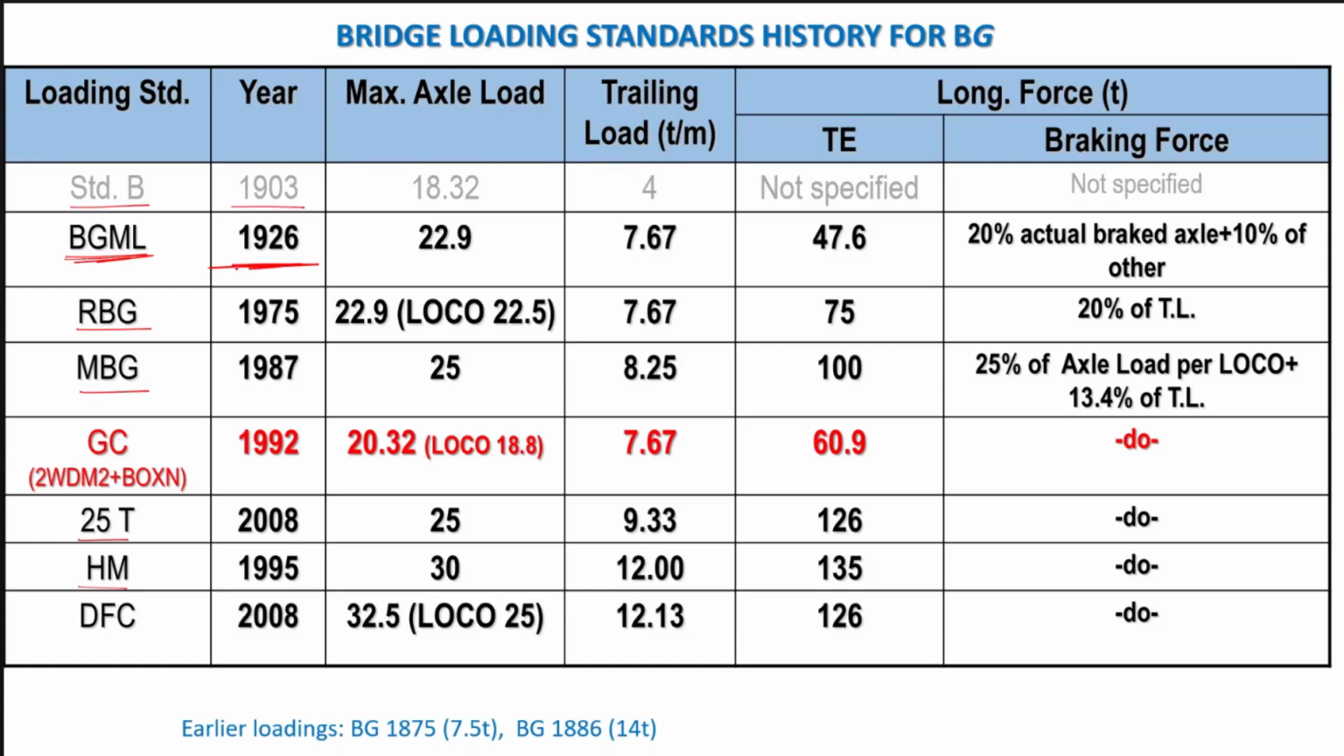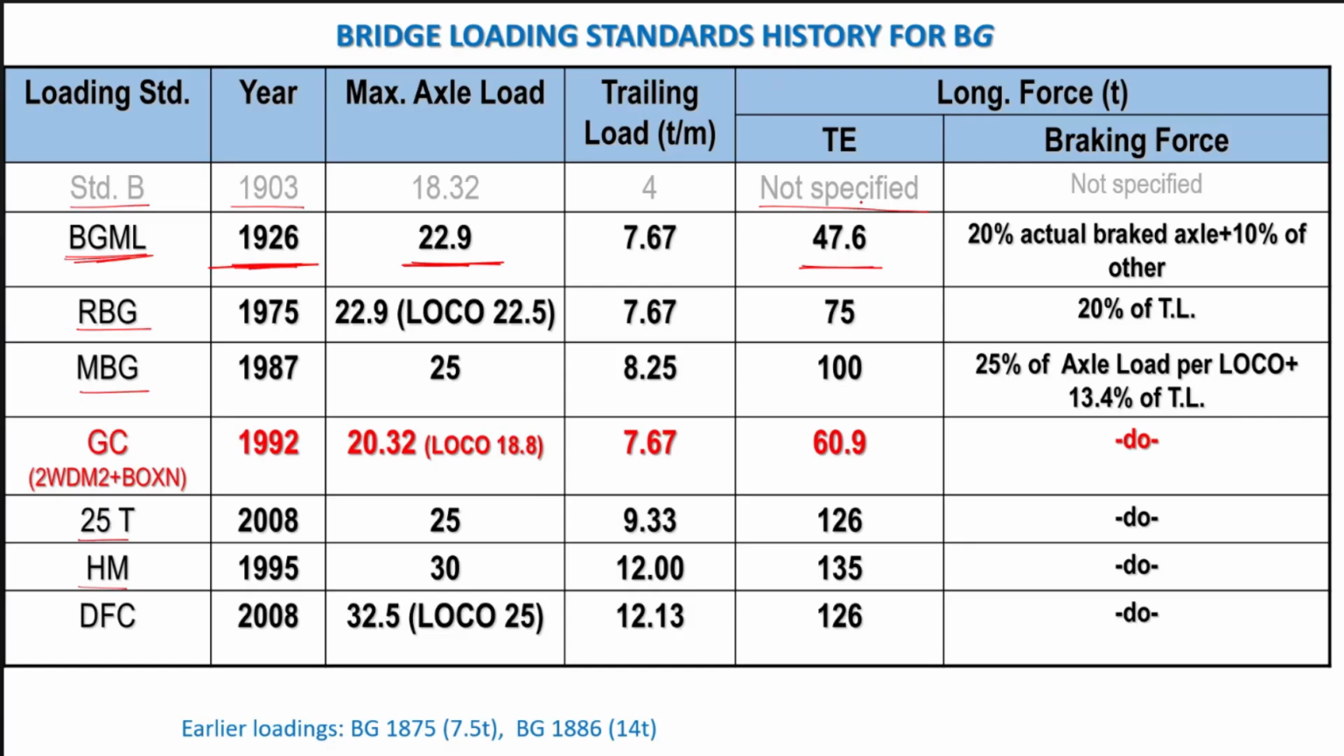So what is the BGML standard? It came in 1926, where the axle load is 22.9 ton, trailing load 7.67, and tractive effort 47.6. Earlier than BGML, there was no concept of tractive effort. Means whatever bridges we have were designed just for the loading combination, but not considering the tractive force.